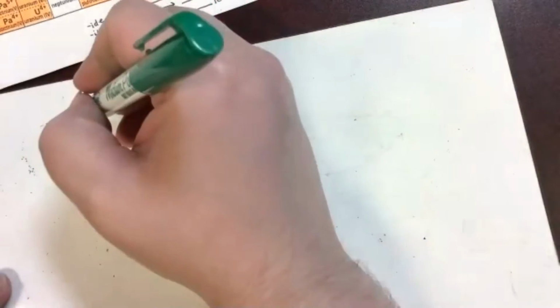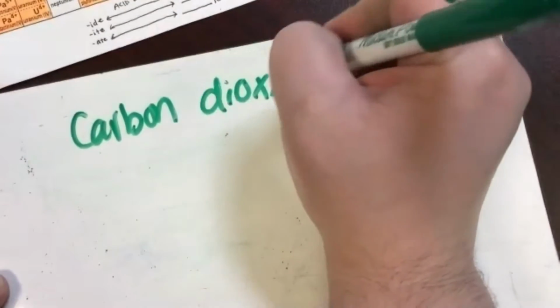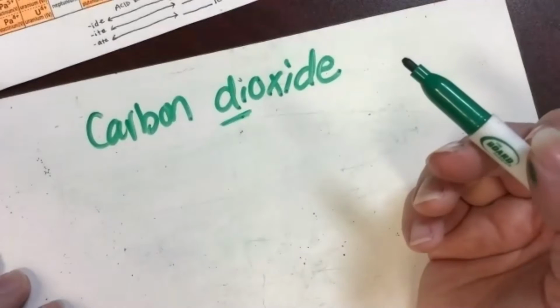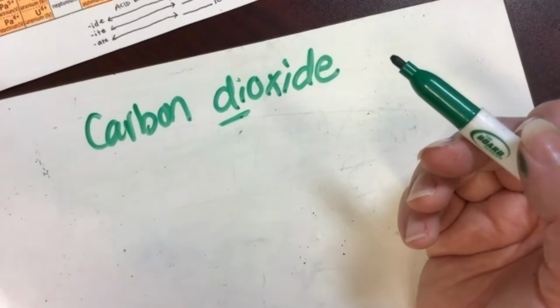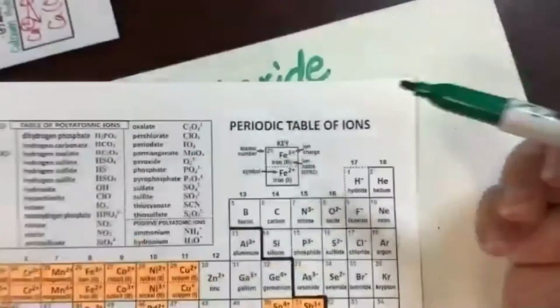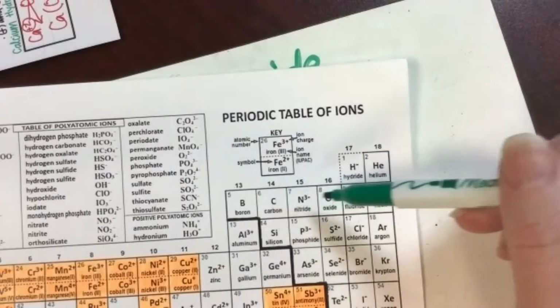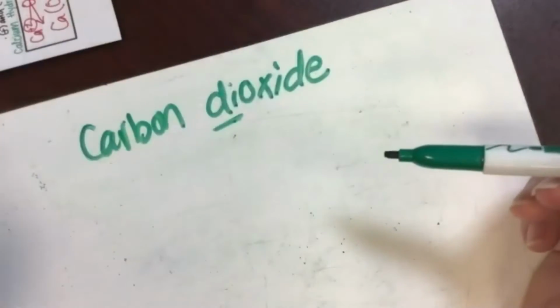Okay, the next one, number 7, carbon dioxide. Now, I know that this is covalent because I have a prefix. The only ones that use prefixes are covalent. We can also check because it's carbon and oxygen, carbon oxide. So I got carbon and oxygen. This is covalent, so this is the only time that you use prefixes.